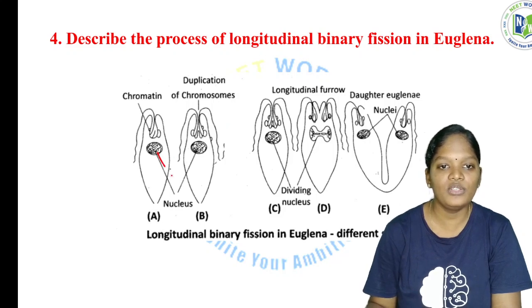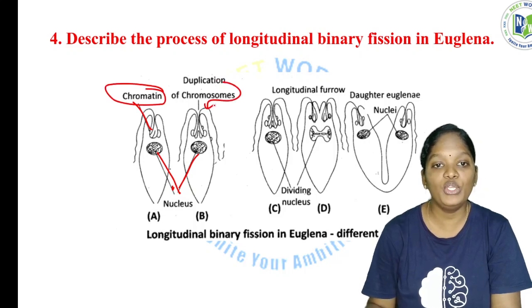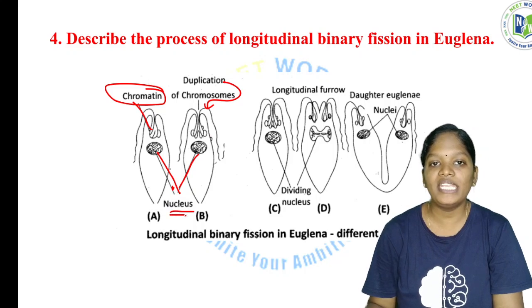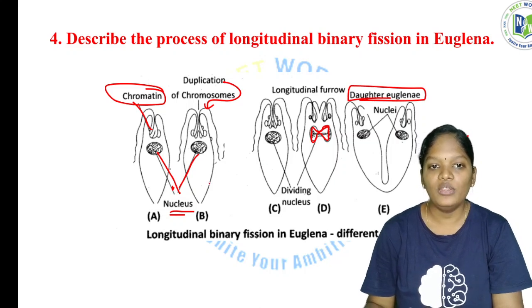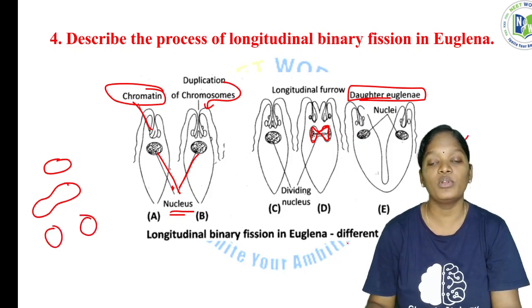Initially the nucleus gets divided. The chromosomes are duplicated, and that is the nuclear division. Now the nucleus is elongating before it completely divides, and finally there will be a daughter Euglena. These are all the important stages. Initially the nucleus will be like this, after that it will be in an elongation stage, and finally it will be divided into two different nuclei. These are important stages.